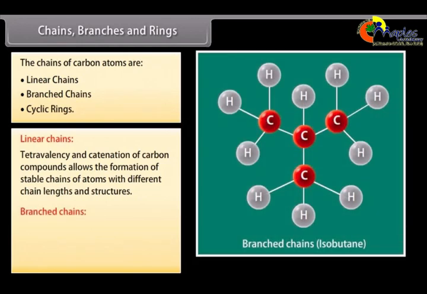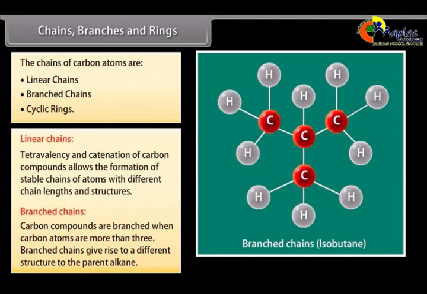Branched chains. Carbon compounds can be branched when the carbon atoms are more than 3. Branched chains give rise to a different structure to the parent alkane.